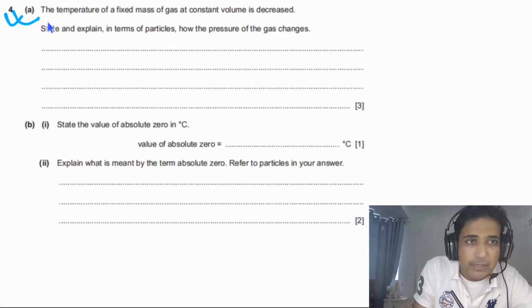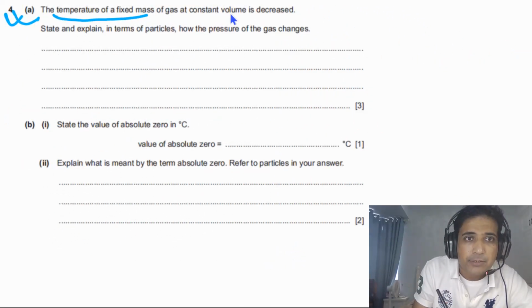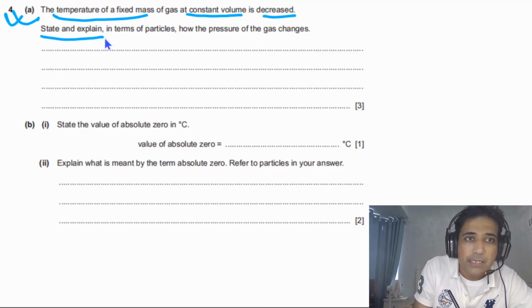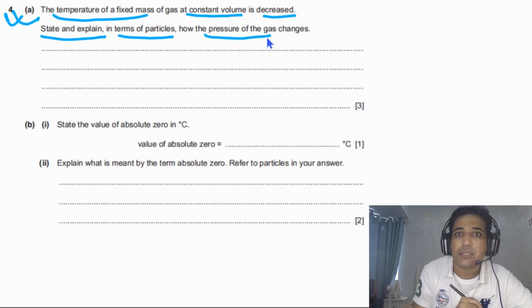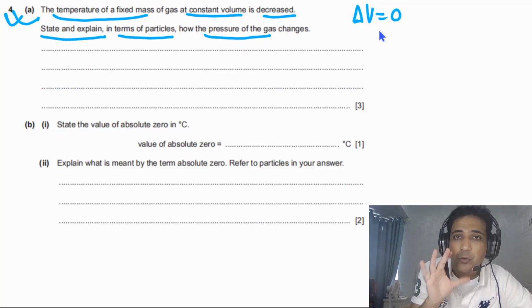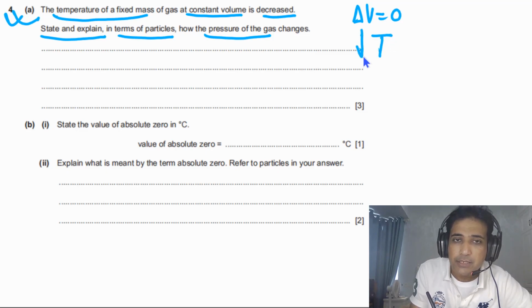Question 4 part A says: the temperature of a fixed mass of gas at constant volume is decreased. State and explain in terms of particles how the pressure of the gas changes. So first of all, for this question it is given to us that delta V is equal to 0, meaning volume remains constant, and it is also given to us that the temperature of the gas decreases.